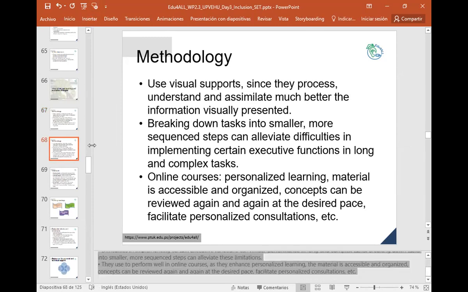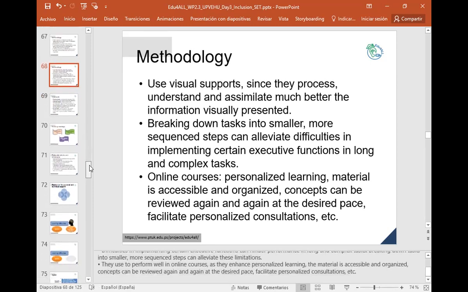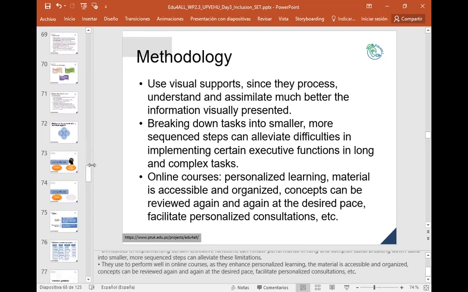It is advisable to use visual supports such as figures, graphs, diagrams, tables, and concept maps, since they process, understand, and assimilate information that is visually presented much better. It will also be advisable to provide them in advance with copies of the presentations and all kinds of graphic material that will be used in class to support the subject.